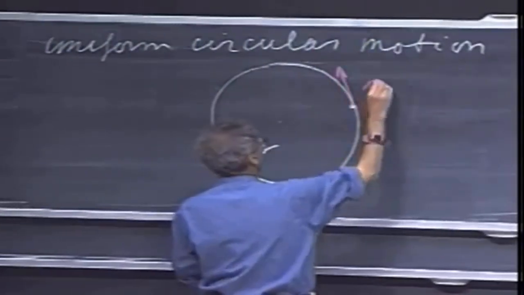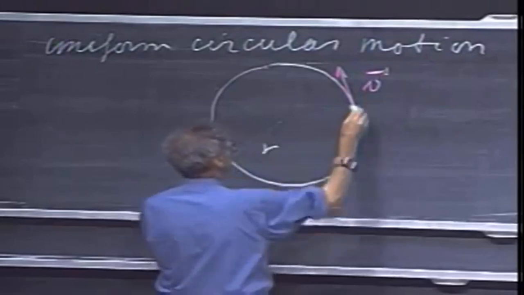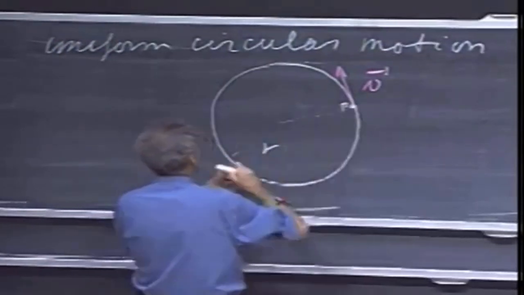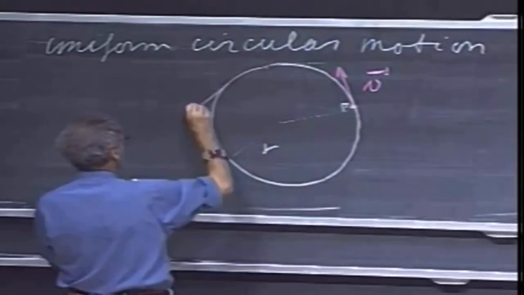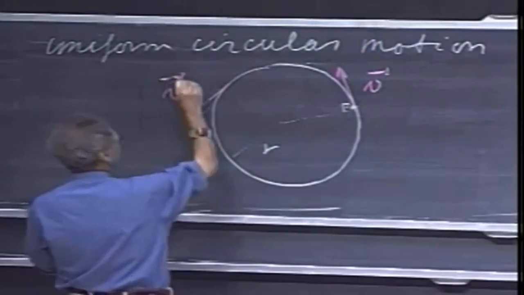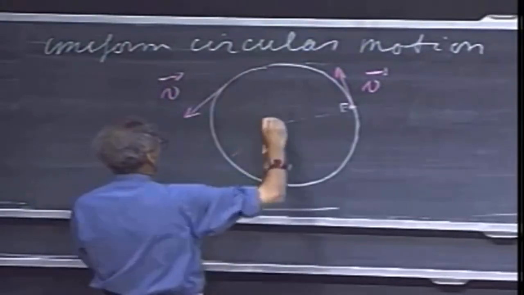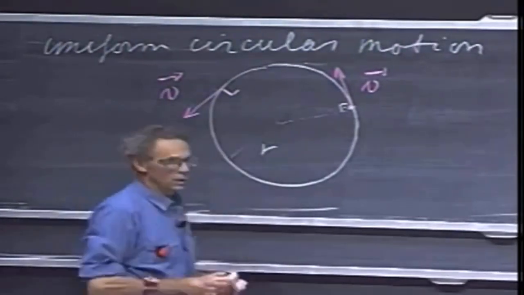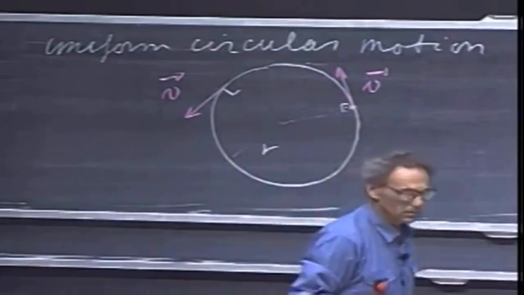When the object is here, this is the velocity. It's a vector, perpendicular. Later in time, when the object is here, the velocity has changed, but the speed has not changed.